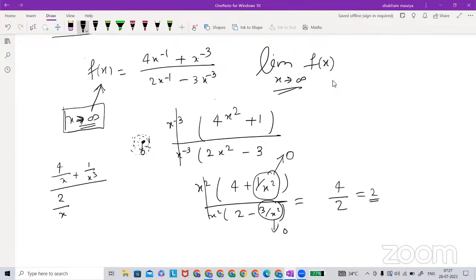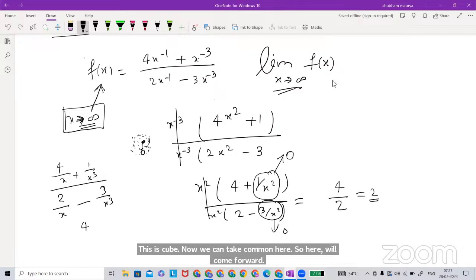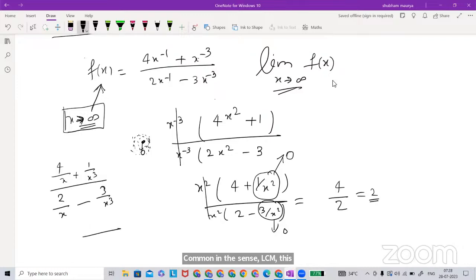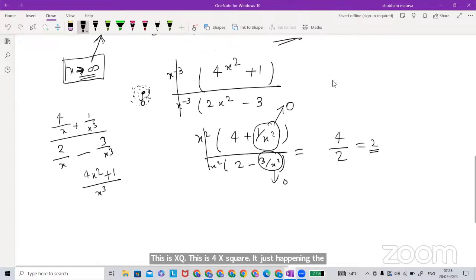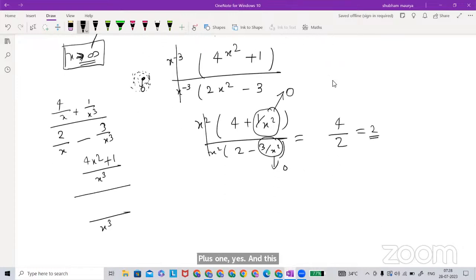This way we can also do it with the other case. Exactly whatever we are doing, the same thing applies here. This is cube. Now we can take common here. Common in the sense of LCM. If you take LCM in the numerator, this is x cube, this is 4x squared plus 1, and this is x cube again, this is 2x squared minus 3. Now we got the same expression as this one.